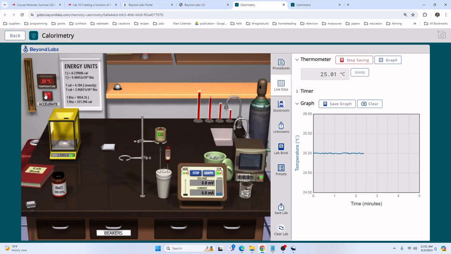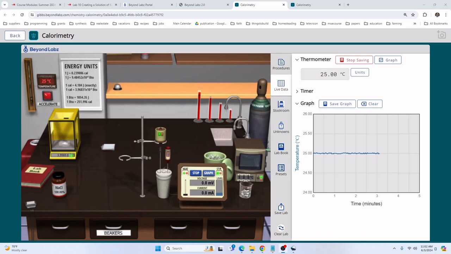You can click the Accelerate button on the left over here if you want to accelerate the lab, but since we've already been in the lab for more than 30 seconds, I'm not going to do that. We're already pretty well equilibrated at 25.00 degrees C, which is room temperature. And you can see that that's also the value on the clock over here. So I'm going to go ahead and move forward.